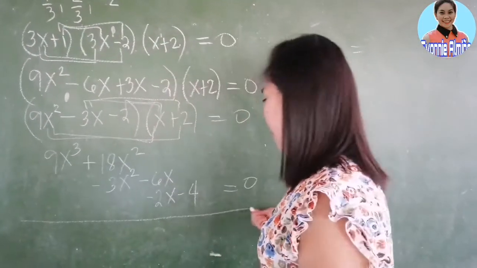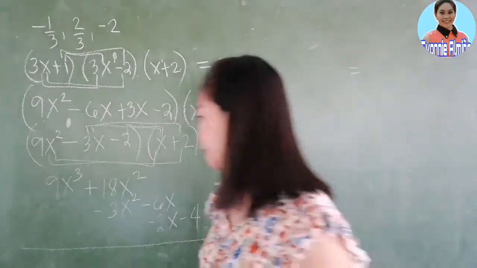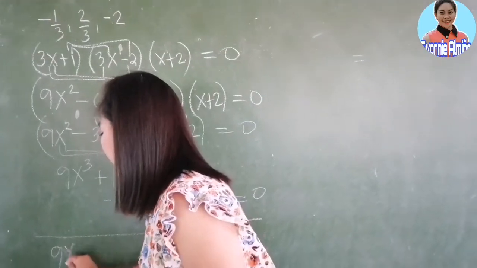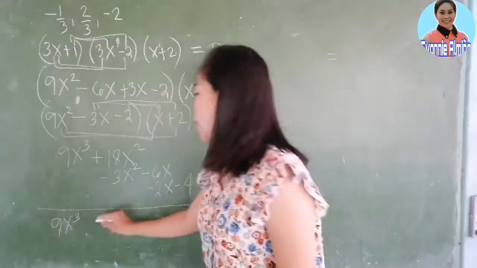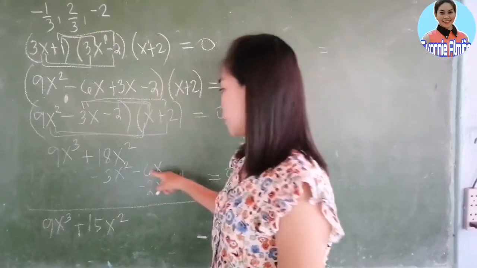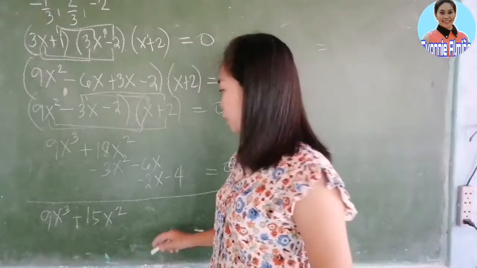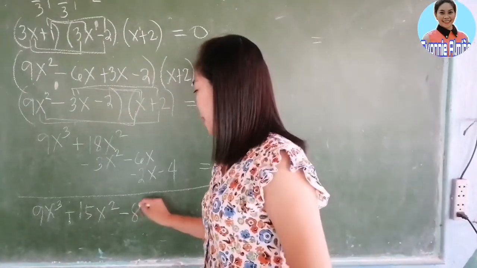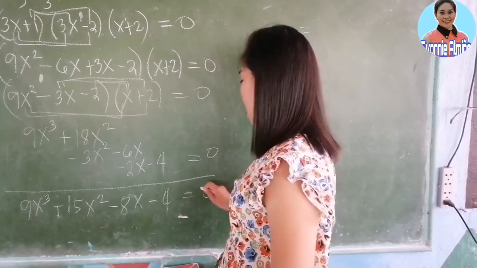Then, i-add po natin yung magkakapareho. Yung walang partner, bring down. So, bring down 9x raised to 3. So, 18 minus 3, you have positive 15x squared. So, 6 and 2, of course, like signs, so we have to combine or add. So, you have negative 8x minus 4. That is equal to 0.